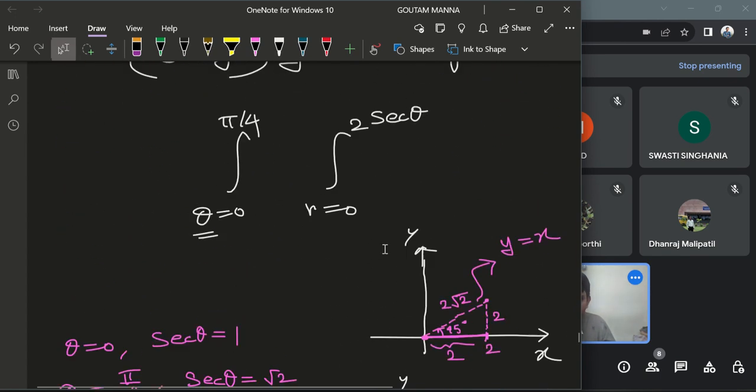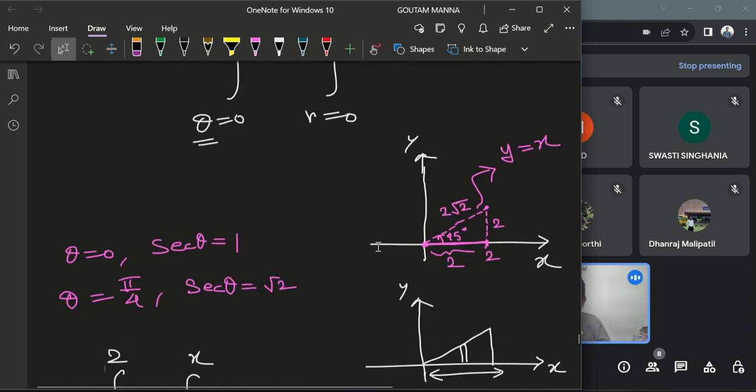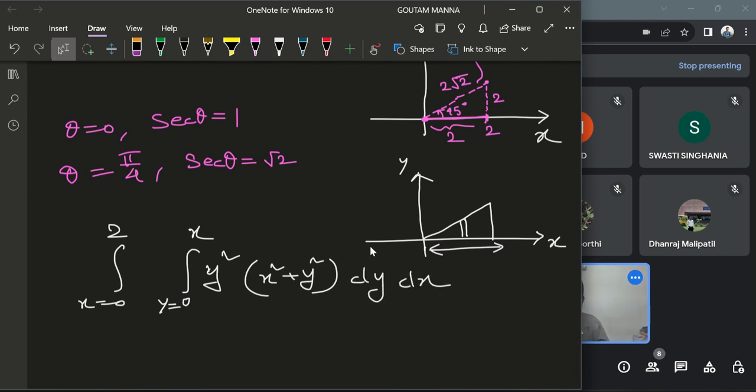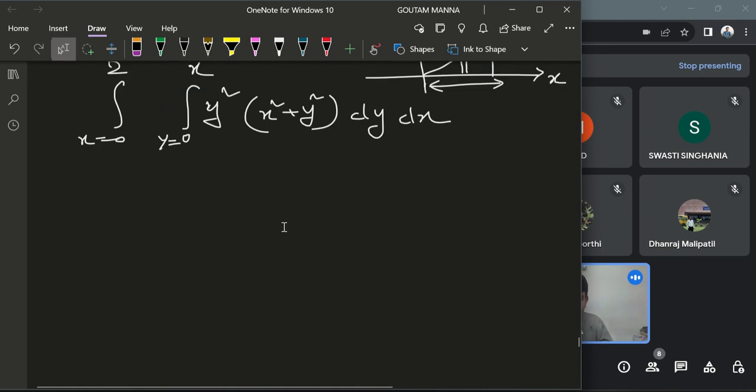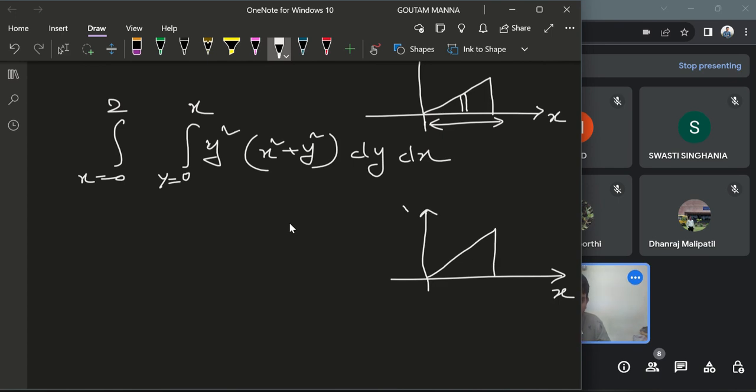Okay, if I do the y integration first, then it will be y square times x square plus y square dy dx. And if I do the x integration first, then x will be going from this line to this line.